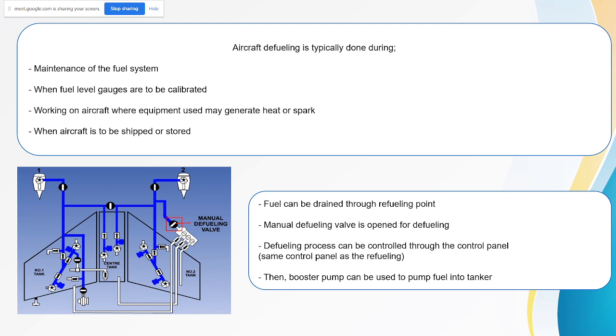Okay, so we continue. Now for defueling. Defueling is typically done when the plane is on the ground. Defueling is done for the following purposes: for maintenance of the fuel system, or when the fuel level gauges are to be calibrated, or when the staff are working on the aircraft where equipment used may generate heat or spark that may cause flame, and also when the aircraft is to be shipped or stored.